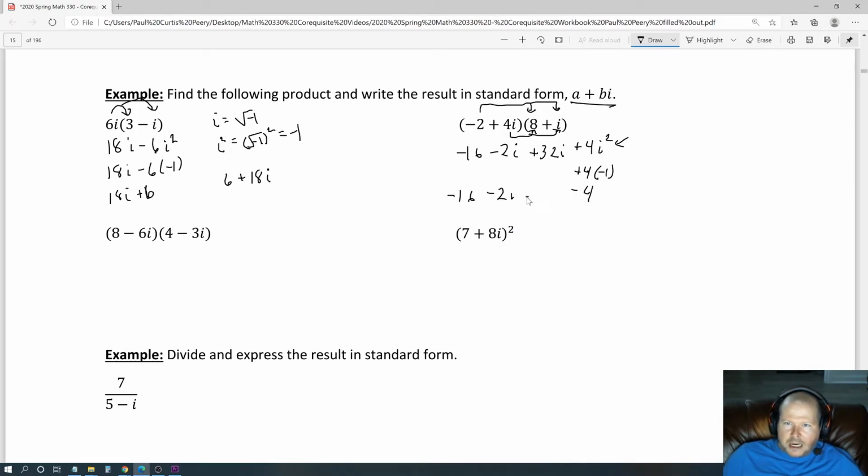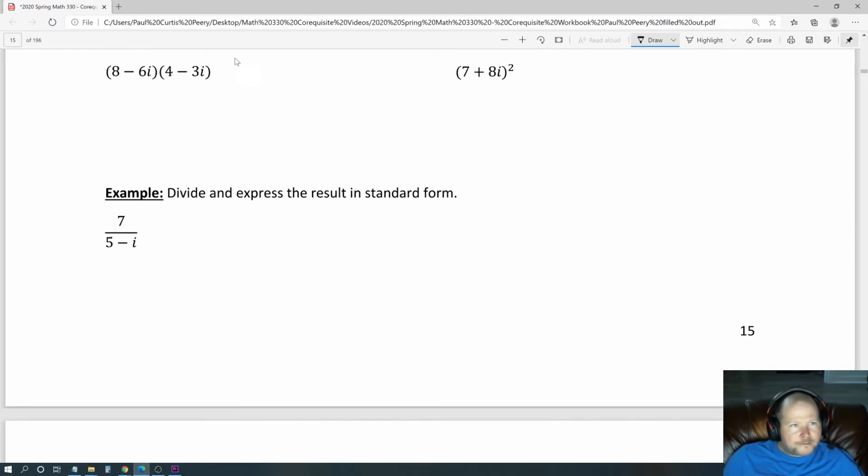So -2i plus 32i. Okay, now we combine like terms. So we have a -16 minus 4, and that would give me a -20. And then we have a -2i plus 32i, which gives me a positive 30i. Try a few more problems.